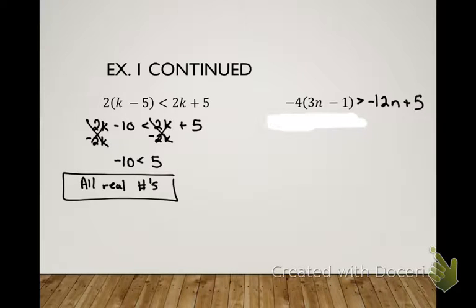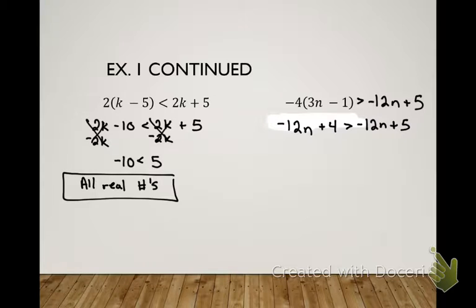All right, so now my next inequality says negative 4 times 3n minus 1 is greater than negative 12n plus 5. So first thing I do is distribute. What's negative 4 times 3n? Negative 12n. What's negative 4 times negative 1? Positive 4. Is greater than negative 12n plus 5.